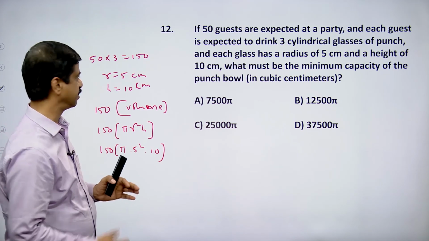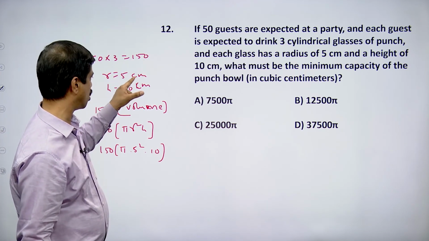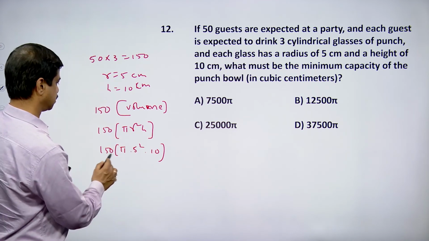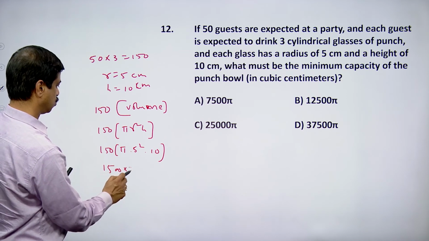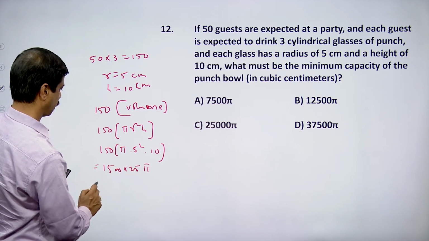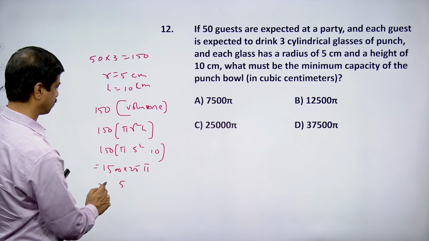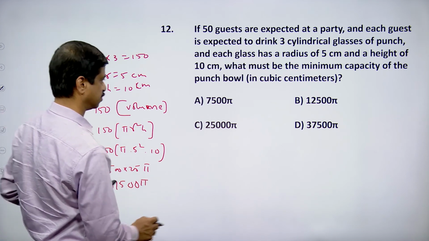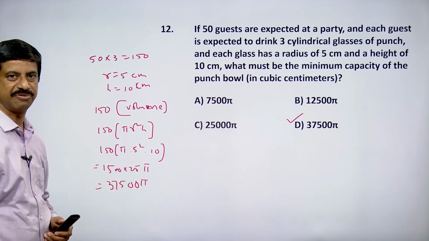Right, children, are you observing? We are filling 150 glasses. Volume of each glass is pi r square h. So this is 150 into 25 into 10. So this is 1500 into 25 pi. So 25 fives are 125, so 25 ones are 25, plus 2, 3750 0 pi. So option is what? 37,500 pi. Please note it fast.